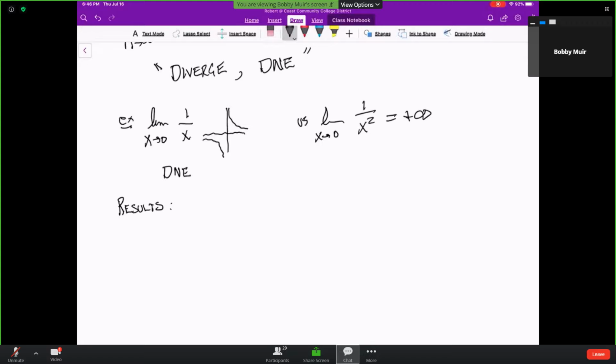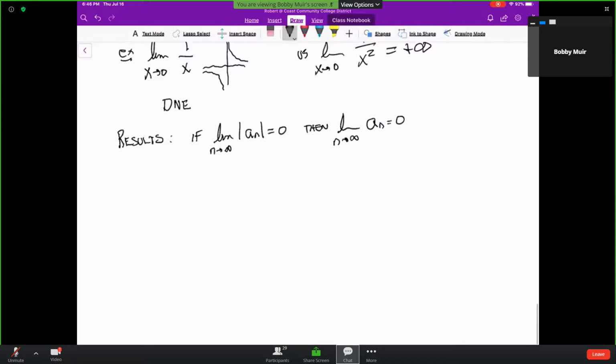Okay, one result is: if the limit as n tends to infinity of the absolute value of a_n equals 0, then the limit as n tends to infinity of a_n equals 0. Now we use this all the time. And now again, let's do a little proof of this.